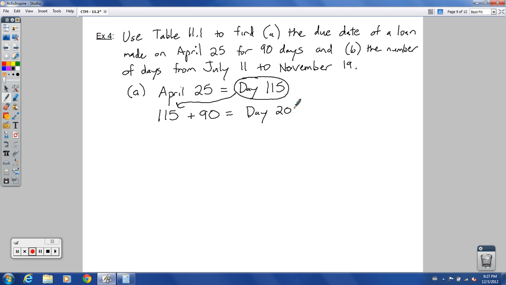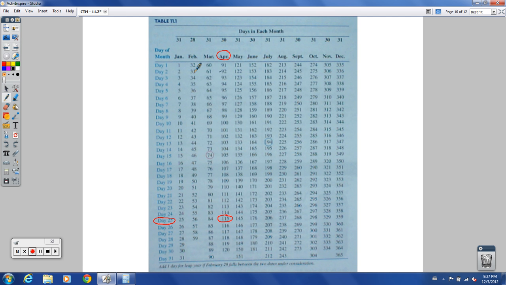So go back to the table now, day 205. What day of the year is that? The table's right here. Now let's get rid of this stuff just to make it a little more clear. That should help. Okay, and we're saying where's day 205? So day 205 is right here.